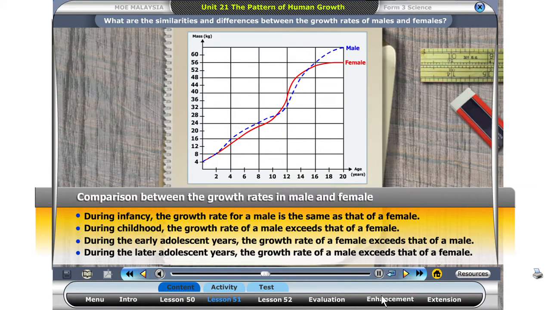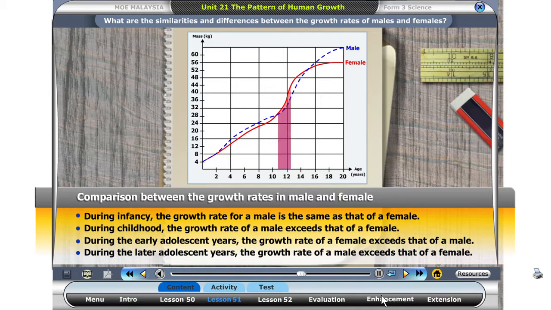Look at the growth curves for male and female from infancy to adulthood in terms of body weight. Generally, the growth curve is the same, but there is a difference in the growth rates. During infancy, the growth rate for a male is the same as that of a female. Then, the growth rate of a male exceeds that of a female during childhood.